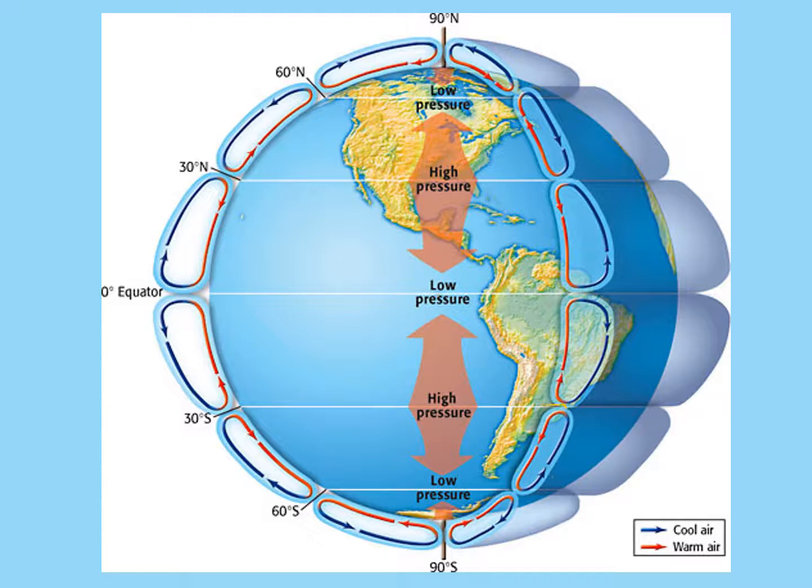I'm using yellow to circle what these pressure belts are called. And again, they're just large convection cells. You have your low pressure rising and your high pressure sinking.